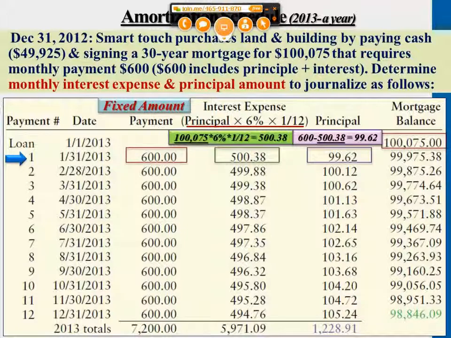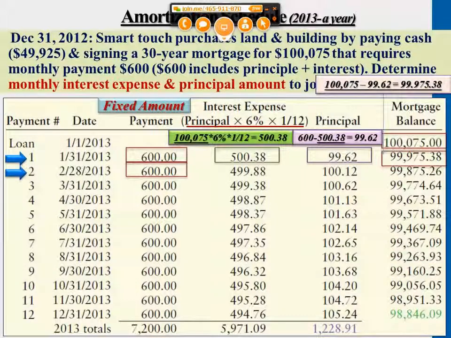Okay, so if we're paying off about $100 of the original mortgage amount, after the first month your original mortgage amount will be reduced to about $99,975. And then that will be the new base to calculate the second month's interest expense.